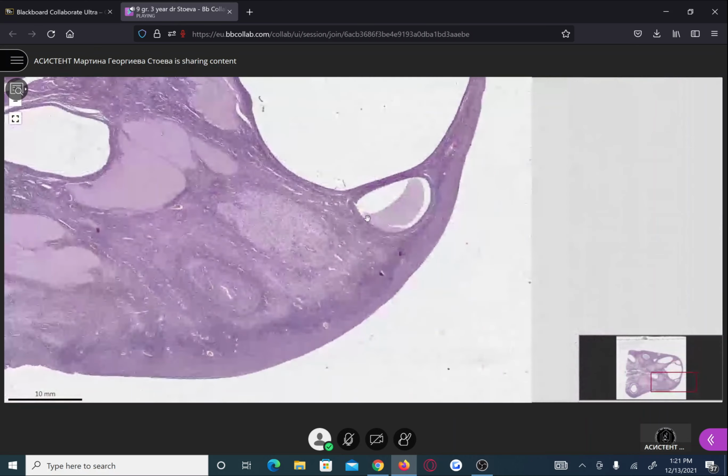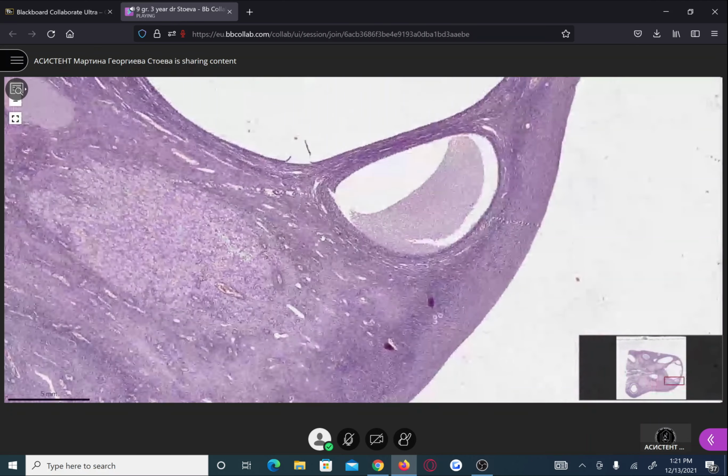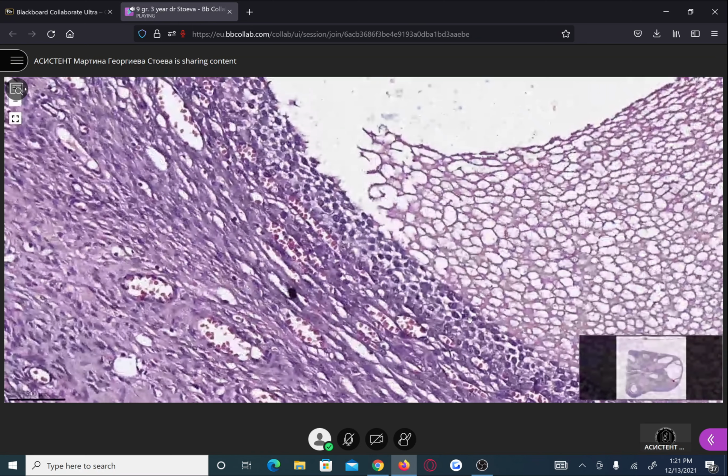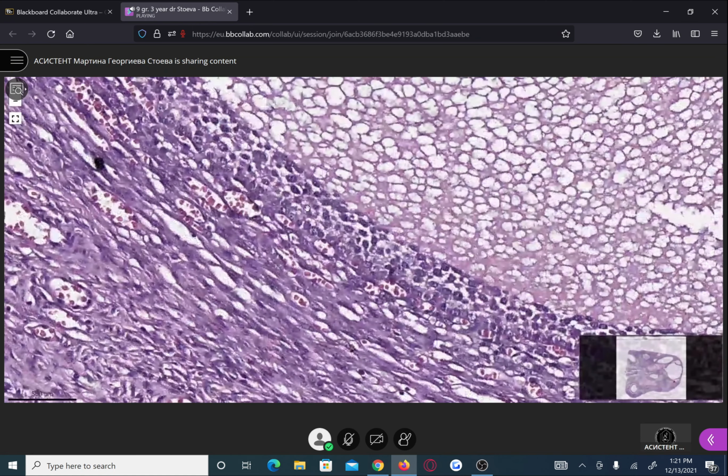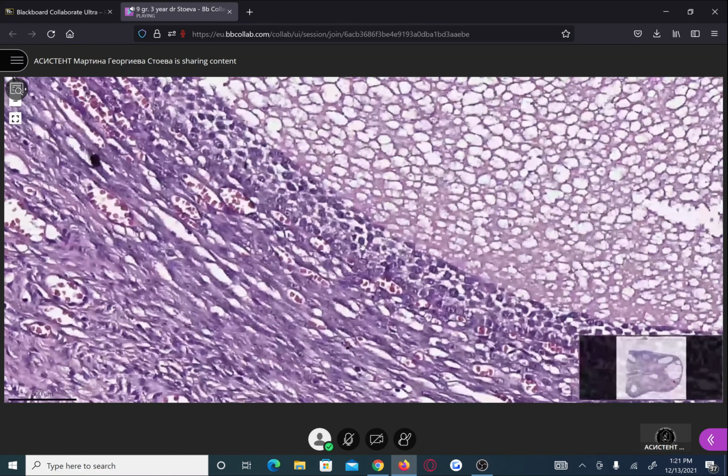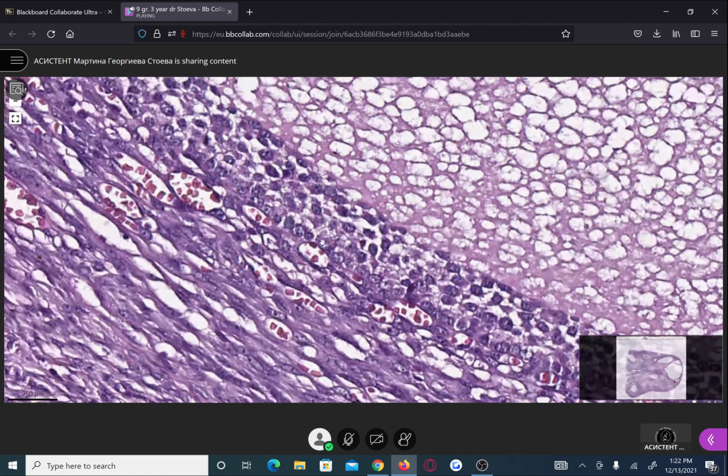I'll choose one of the smaller follicles to show you the cells that line them. There are several layers of cells, but two layers composed of different types of cells. The inner layer, which is composed of several layers of cells, these are the cells that produce the estrogen. Do you know how we call them?